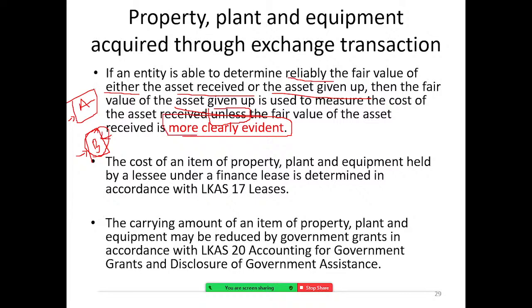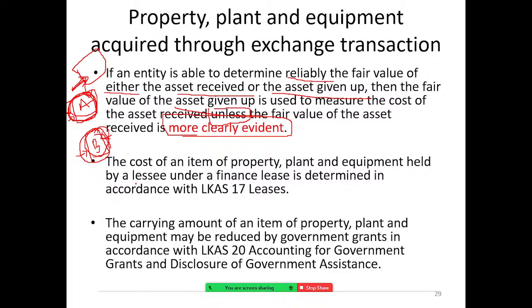So the fair value of A is highly dominant. High dominance means very liquid, right? In the market, you can instantly sell the new asset. So the fair value of A is dominant over B. In these instances, they have to choose the fair value of the new asset, because the fair value of the asset received is more clearly evident.